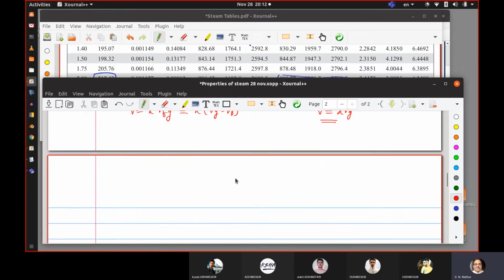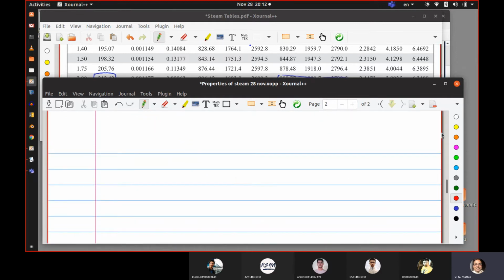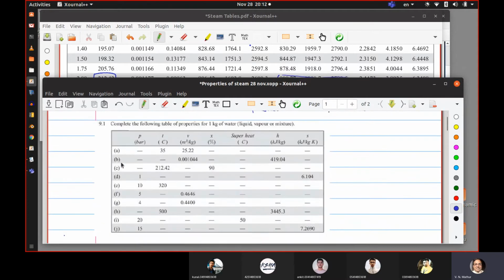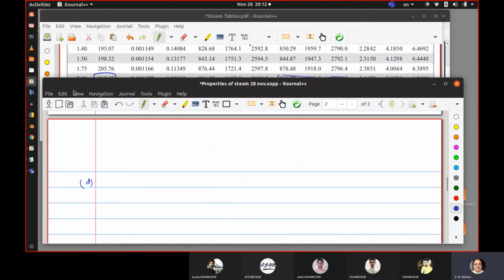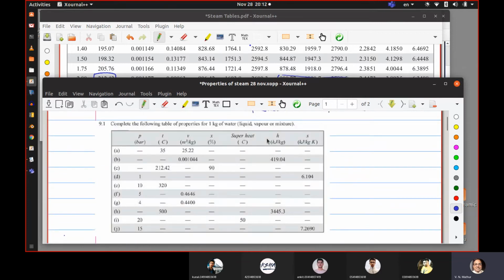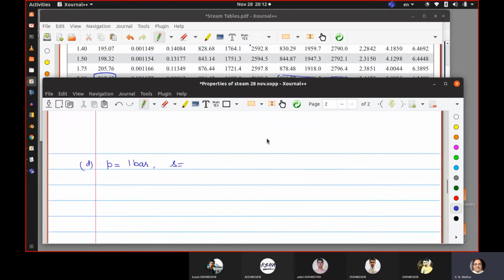Okay, let us move to part D. Pressure given is 1 bar and entropy is 6.104 kilojoule per kg Kelvin.